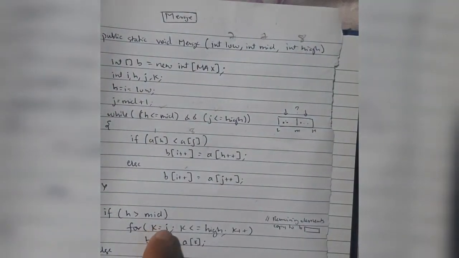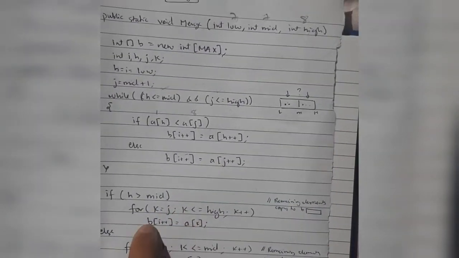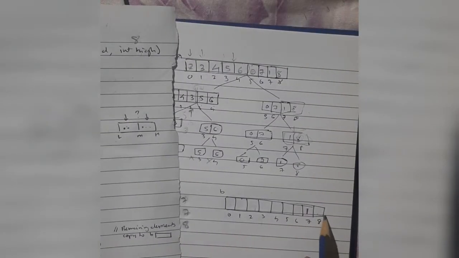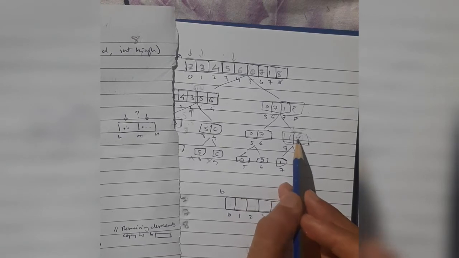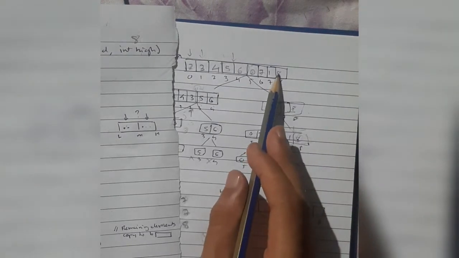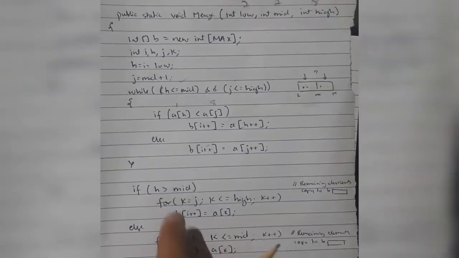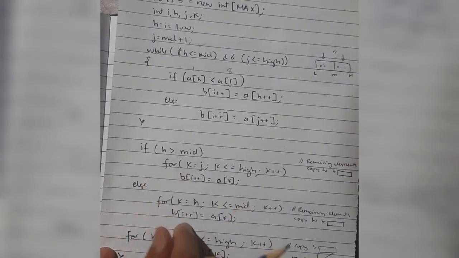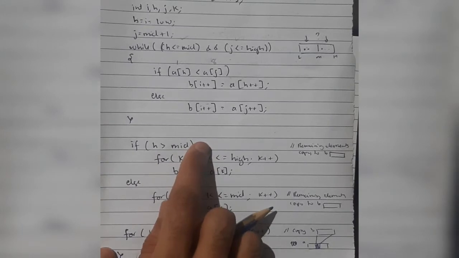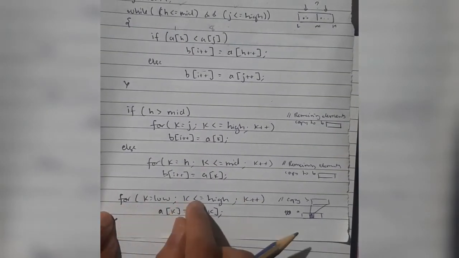That's what we are doing here. K will be running from j to high, that means 8 to 8. That will be copied, means see here, a of k will be copied to b of I. B of I is 8, a of k means 8. This one will be copied to here. After this gets copied, this line of code is over. We'll be skipping the else part since if is executed, and then we'll be moving on with here.